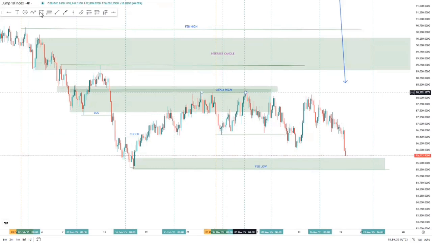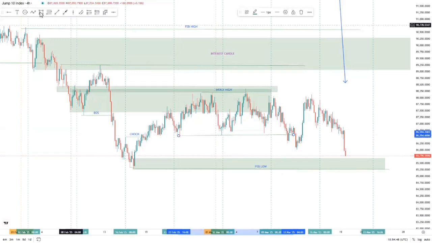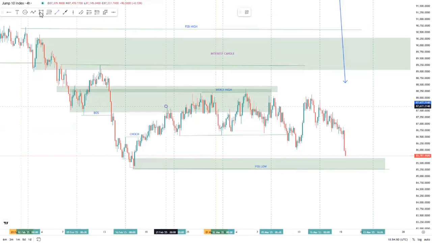We swept it with this week, and we're waiting for the market to give us a change of character here. A change of character here because this was the last break of structure. This was the last break of structure candle closing above. Last break of structure upwards. And we came here and we change character here.